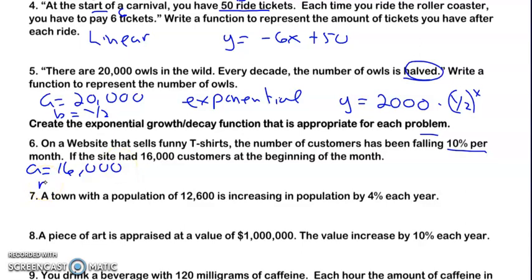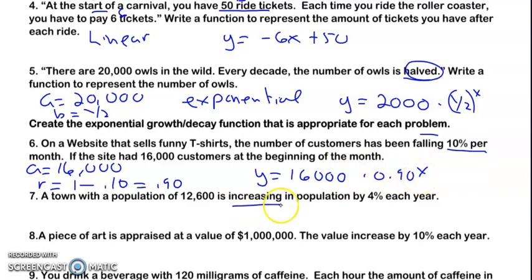Anytime you see a 10%, we know that that's exponential. So I'm going to take that as 0.10, and I'm going to subtract from 1 since it's falling. So we know it's falling to 90%. Oh, that's terrible. Y equals 16,000 times 0.90 to the x.